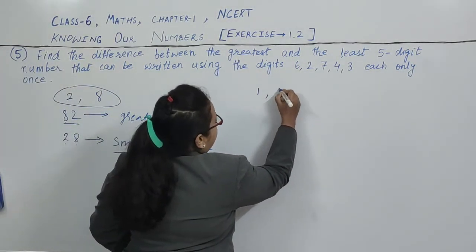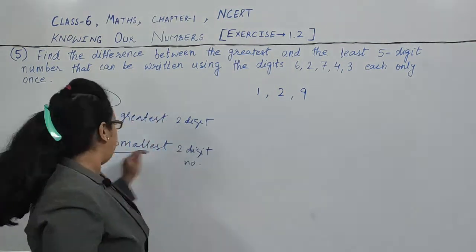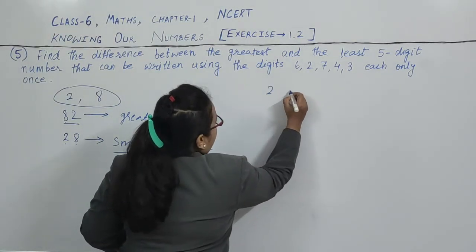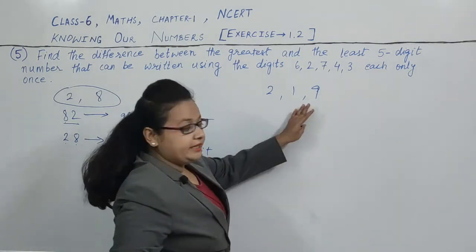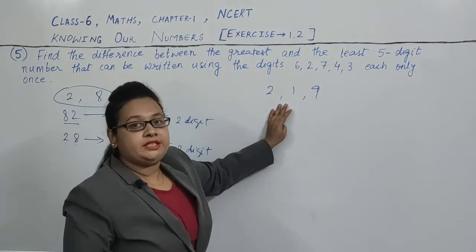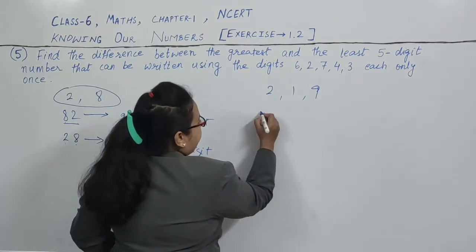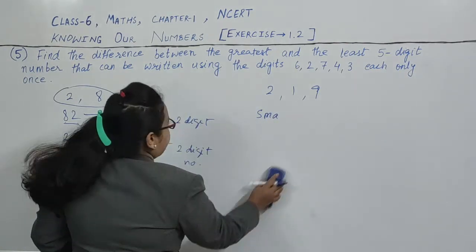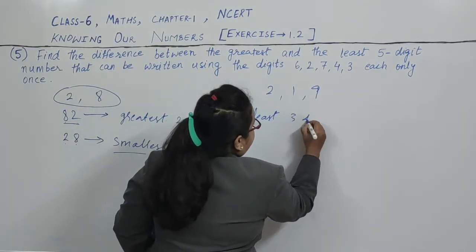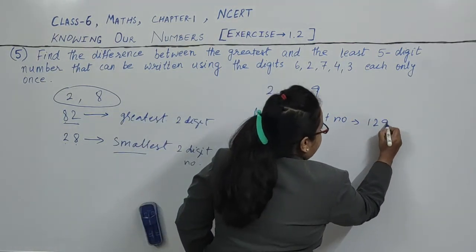Take the digits 2, 1 and 9. These are the 3 digits which are given, and we have to form the smallest 3-digit number which can be formed from these 3 digits. Smallest or least, least means smallest. So the least 3-digit number will be 129.